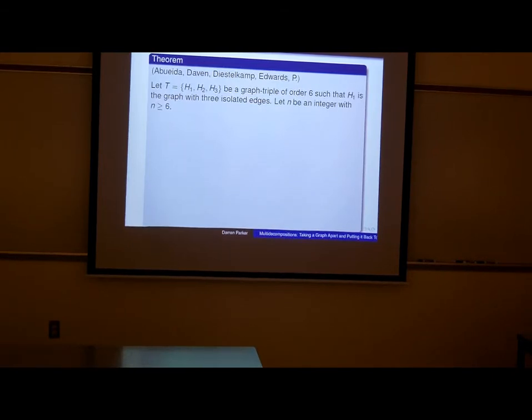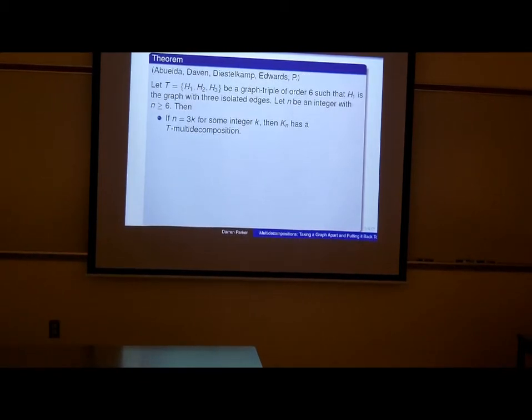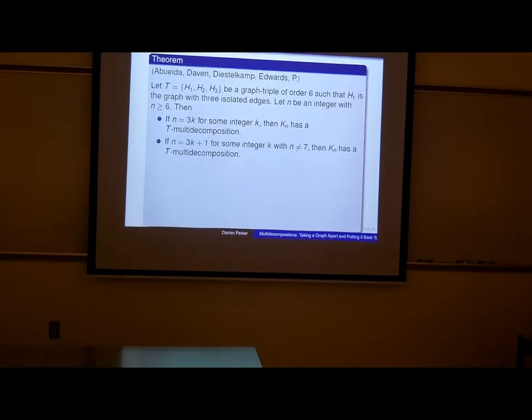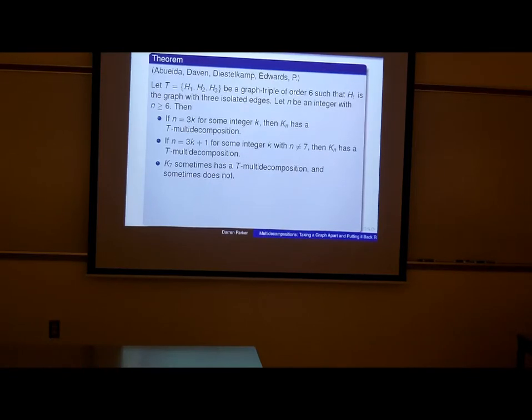If n is an integer less than 6, we have no prayer of having a multi-decomposition because it's too small. If n is a multiple of 3, then the Kn has a T multi-decomposition. We saw that. If n is 1 more than a multiple of 3, but not 7, then it always has a T multi-decomposition. So 10 and up. Well, it's hard to give you the precise statement of what happened in K7 if I can't show you all the triples. I'm not going to. But the upshot of it is sometimes it works and sometimes it doesn't.